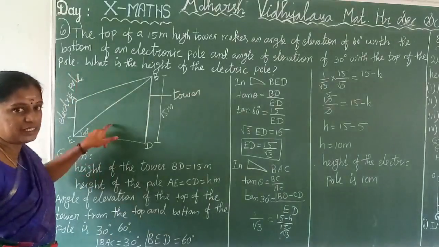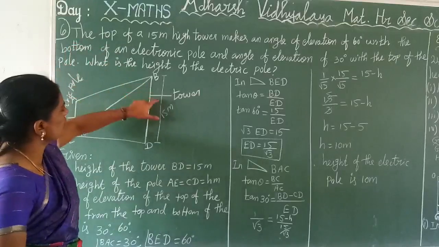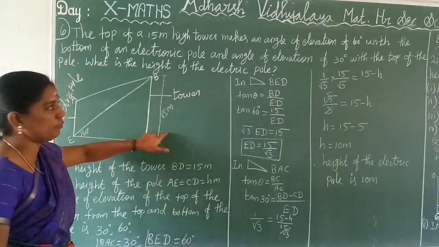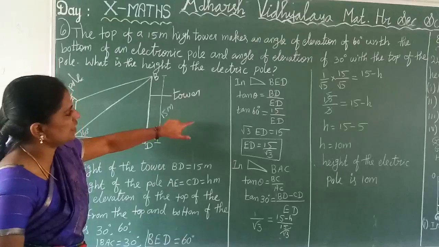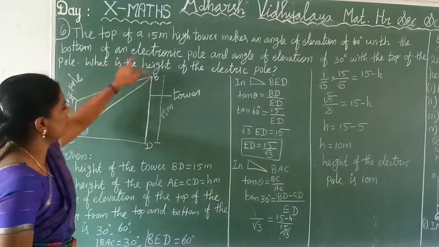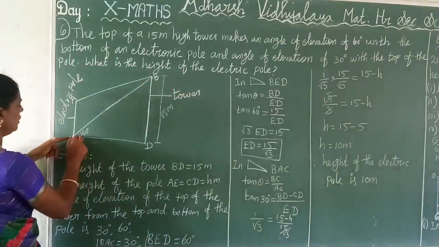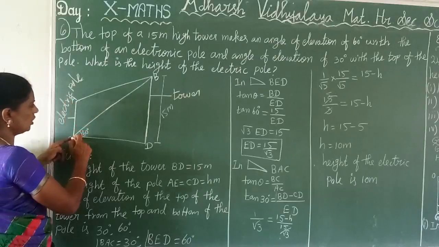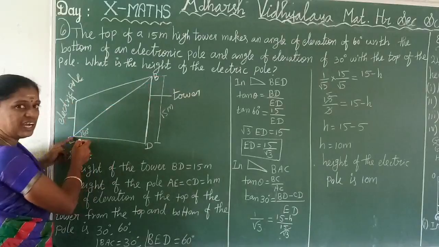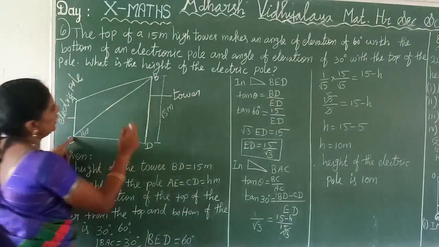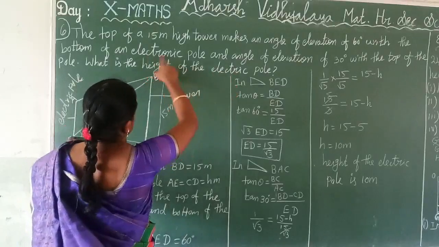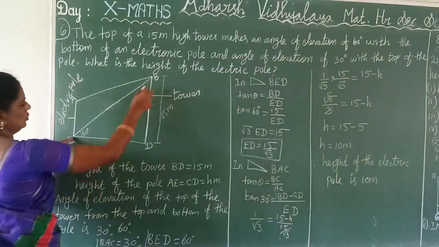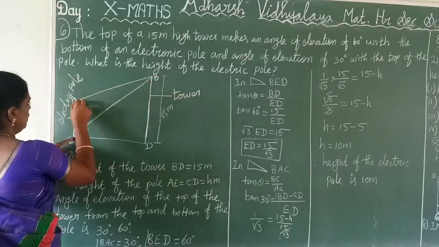This one you take as the electric pole. And first, what is the height of the tower? 15 meter. So we take the name B to D, that is 15 meter. And the angle of elevation is 60 degrees with the bottom of the electric pole. So here this is the bottom of the electric pole, this is the top of the electric pole. This bottom to the top of the tower is an angle of elevation of 60 degrees. And next, the angle of elevation of 30 degrees with the top of the pole.